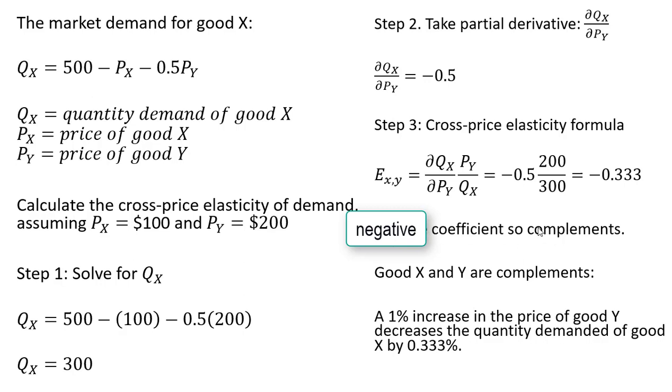This is a negative coefficient, so we're dealing with complements. And so in this case, good X and good Y are complements. A 1% increase in the price of good Y decreases the quantity demanded of good X by 1/3 of 1%.